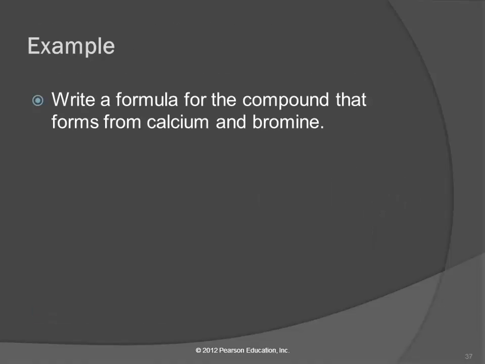Write a formula for the compound that forms from calcium and bromine. So the first thing we have to do is write the formulas for the ions with their charges. You got to write the charges. So what's the symbol for calcium? Ca. And what's the charge on calcium? 2+. It's in group 2. What's the symbol for bromine? Br. And what charge does bromine have as an ion? -1. I don't write the 1.